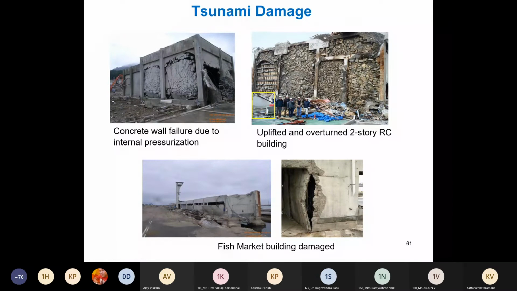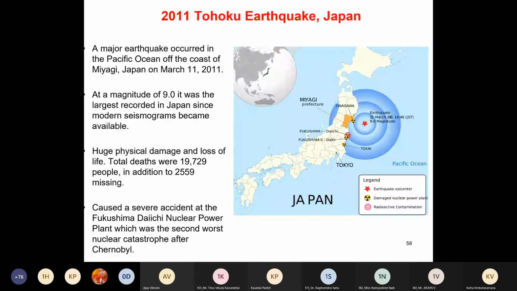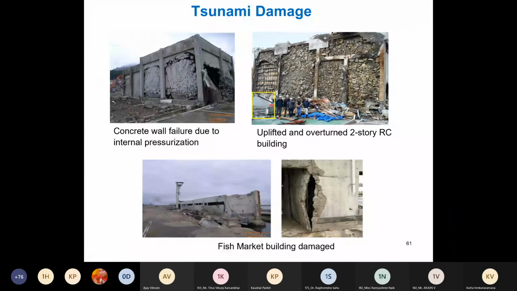Then during this earthquake which occurred, the epicenter we saw here, epicenter of the earthquake. So this resulted in tsunami, and a lot of damage occurred along this coast due to tsunami. Concrete wall failure due to internal pressurization, uplifted and overturned 2-story RC building. What we are seeing here is the bottom side of the RC building.